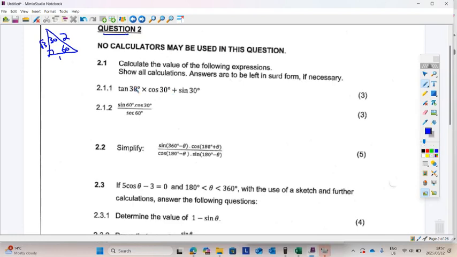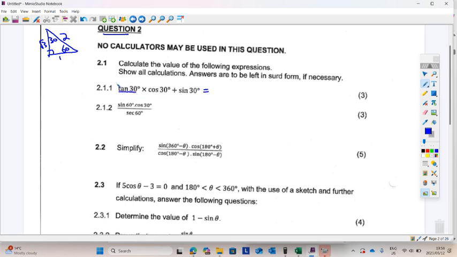Let's go through these questions. For grade 10 trigonometry, calculate the value of the following expressions. Show all calculations. Answers are to be left in surd form if necessary. The first question, these are special angles, so we don't use a calculator for these ones.